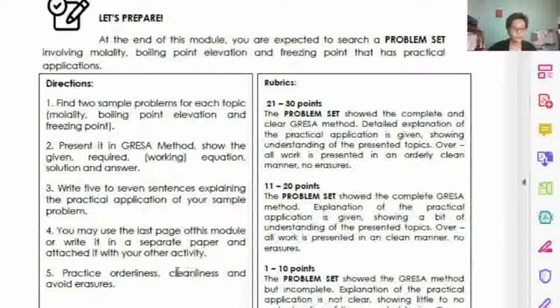So, for the directions, find two sample problems for each topic. That will be molality, boiling point elevation, and freezing point depression. Present it in GRESA method. Show the given, required, equation, solution, and answer. And then, write 5 to 10 sentences explaining the practical application of your sample problem.